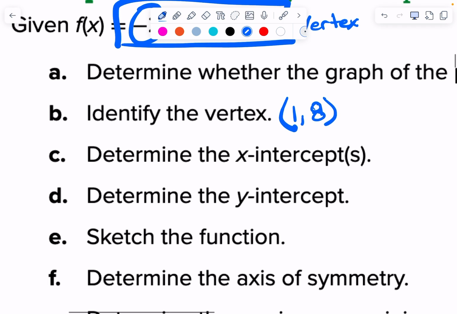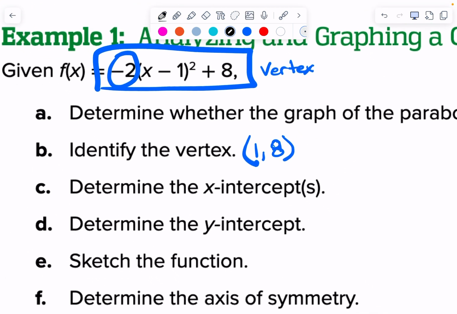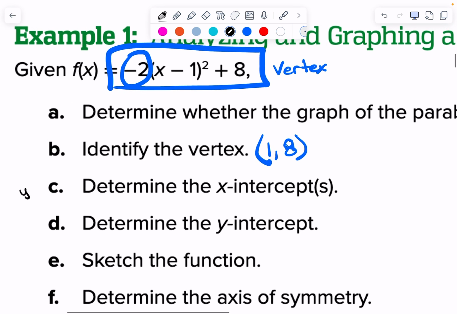Boo. Let's do D first. How do you find the y-intercept? x is 0. So you plug, we can do C first, it's fine. We plug 0 in for y, we plug 0 in for x. We plug 0 in for the opposite one. Okay, so we'll go ahead and do C first. I don't think D is going to be any easier.